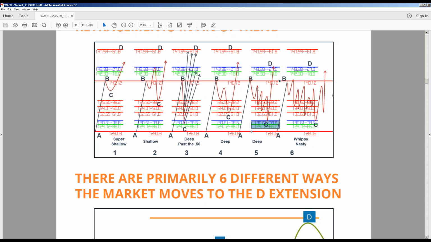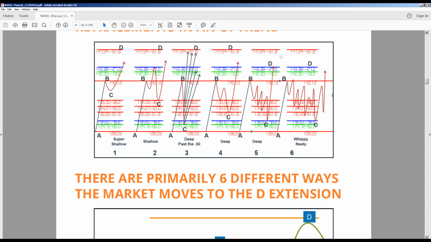That's why it's so important to confirm the bounce or confirm the C with a counter trend line break. You have to make absolutely sure that the market has established the C, and the only way to do that is to draw in a counter trend line to confirm that the market is indeed moving from the C to the D.